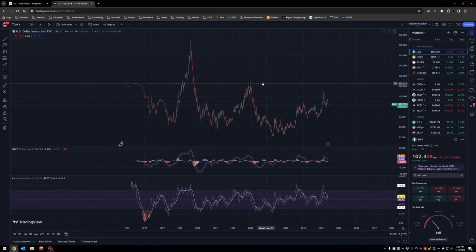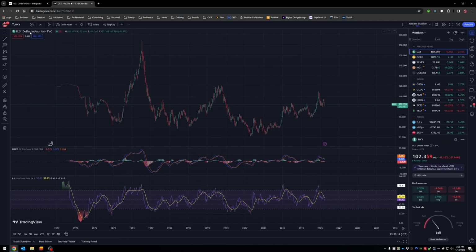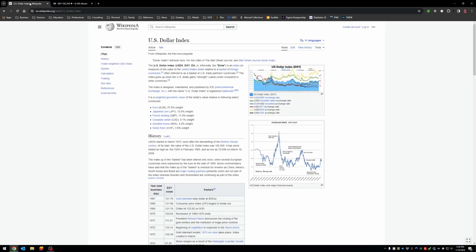If you've ever gone out to TradingView and looked up the US dollar index, what is that? Well, an index is a value that's derived from a collection of other values that are tracked on the markets. In this case, it's tracked by a weighting of a basket of currencies: the euro, Japanese yen, pound sterling, Canadian dollar, the Swedish krona, I think I'm saying that right, and the Swiss franc. It takes these into consideration, and that's how it derives its numbers.